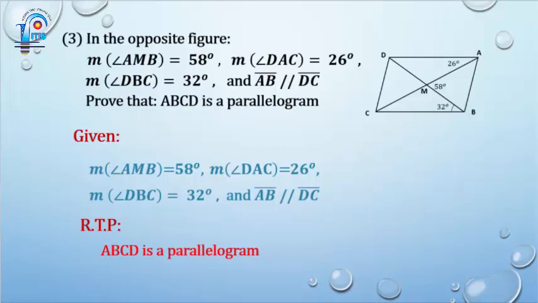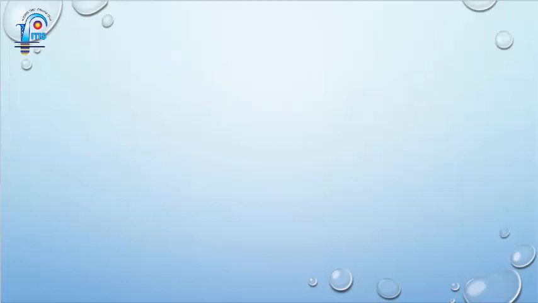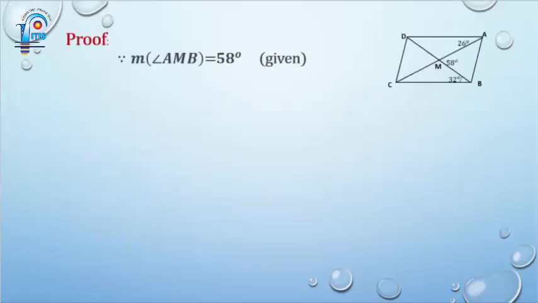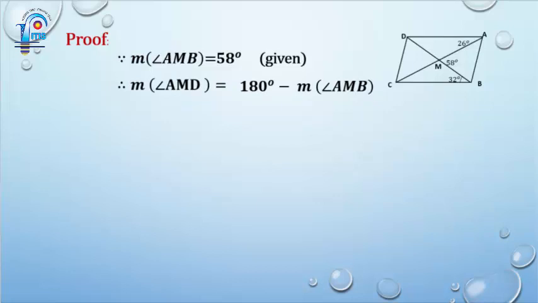Okay. To prove that any figure is a parallelogram, we must prove the two opposite sides are parallel, or the two opposite sides are equal in length, or two opposite sides are parallel and equal, or that the two diagonals bisect each other. Okay. Now, measure angle AMB equals 58 degrees. Then measure angle AMD equals what? 180 degrees minus measure angle AMB. Why? Because that's a straight line. Then I can use a straight angle. Then 180 degrees minus 58 degrees equals 122 degrees. Don't forget to write the reason, the straight angle.